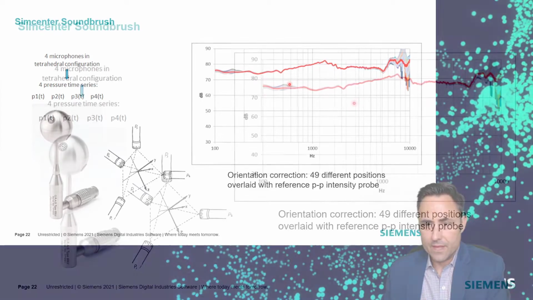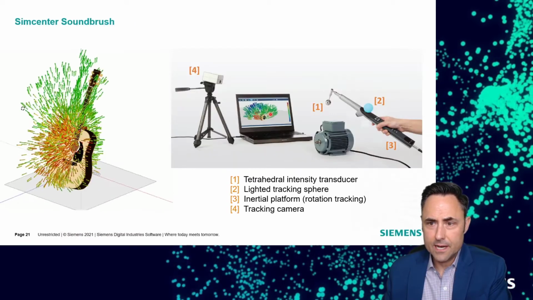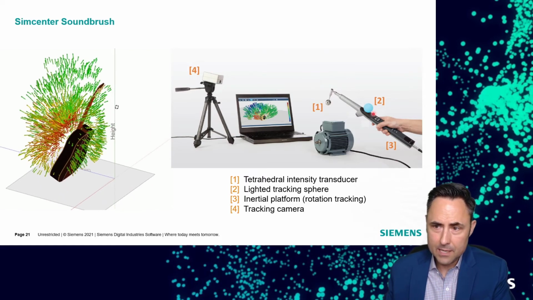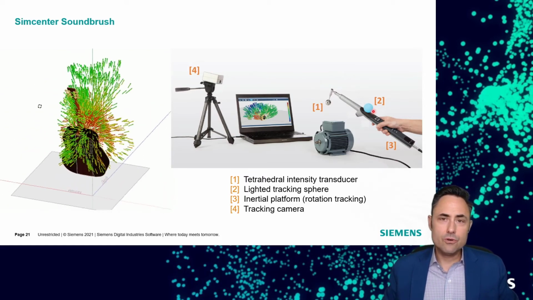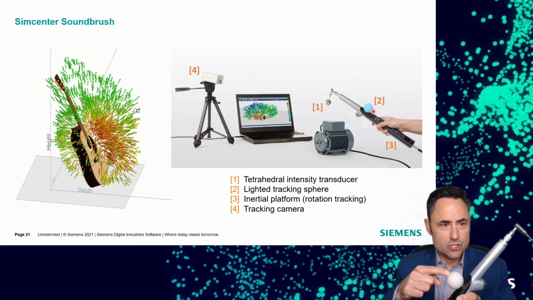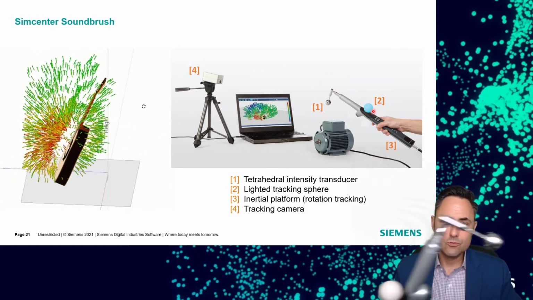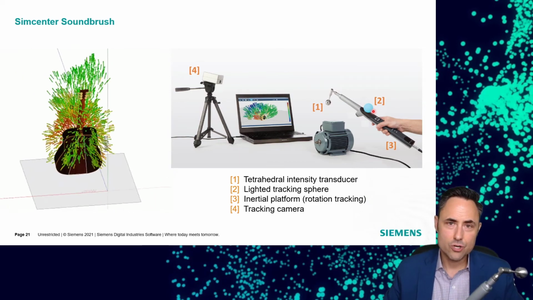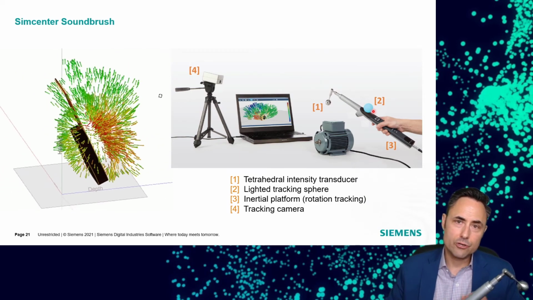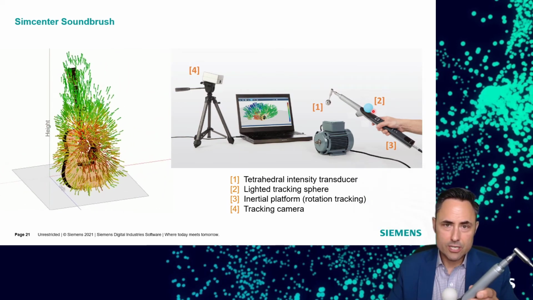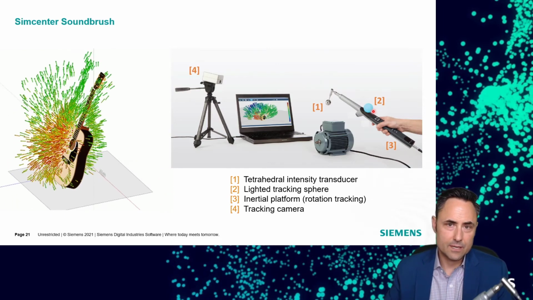The third key thing is this tracking camera and this ping pong ball. What these do is this tracking camera essentially looks for this ping pong ball in 3D space and knows where you are as you're waving the SoundBrush around your object. So you're no longer restricted to having to measure a specific plane.